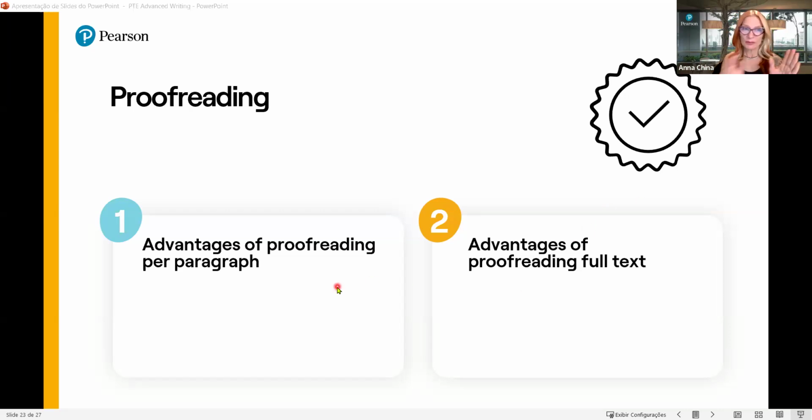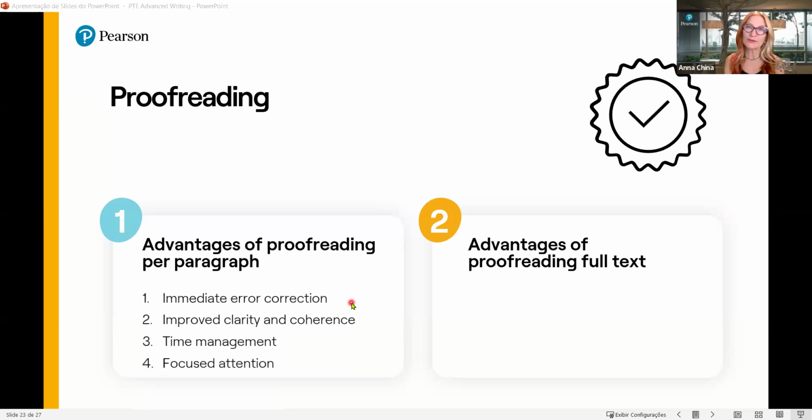Okay, so advantages of proofreading per paragraph and advantages of proofreading the full text. So when it comes to the proofreading per paragraph, it's immediate error correction. It will improve the clarity and coherence for time management and focused attention. There's a smaller piece of writing for the student to focus on. It seems that since it's smaller, they are more focused and they can identify more mistakes.